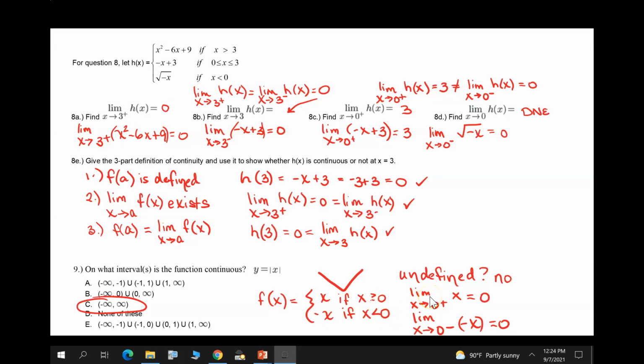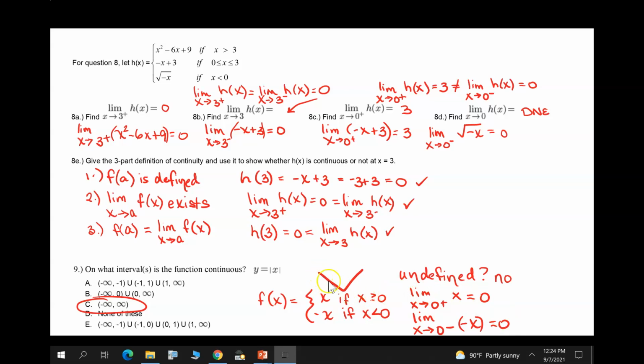So I'm going to take the limit as I approach 0 from the right. So that would be this equation. And when I plug in 0, I get 0. And I want to take the limit approaching 0 from the left. So that would be this piece. And when I plug in 0, I get 0. So since the limit from the right equals the limit from the left, then it is continuous there as well. So it's going to be continuous everywhere.